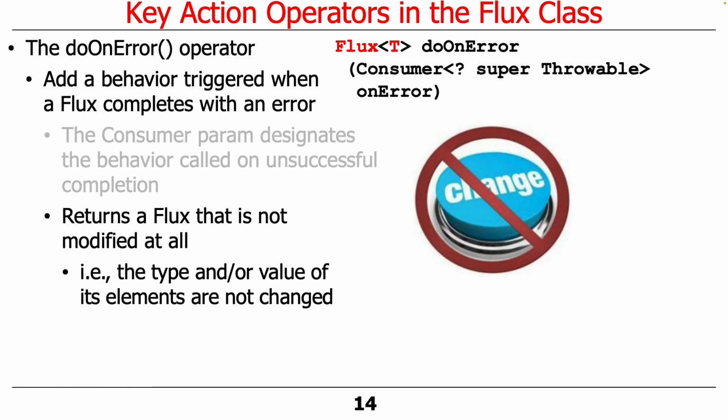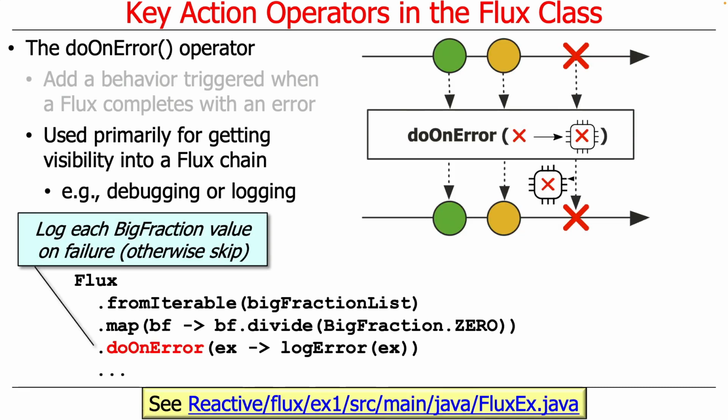And it returns a Flux that's not modified at all, just like doOnNext. So doOnError and doOnNext are these action operators that only have side effects. They don't change the type or value of the elements at all.